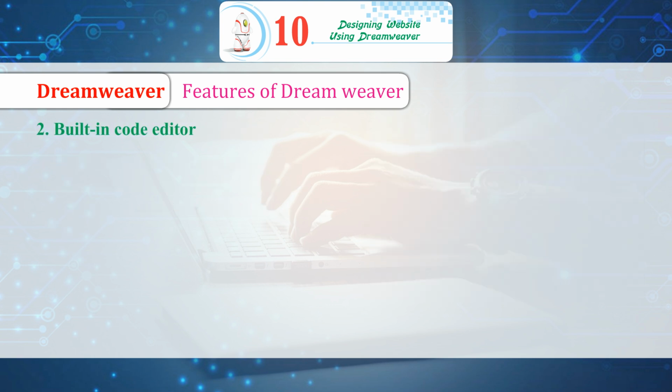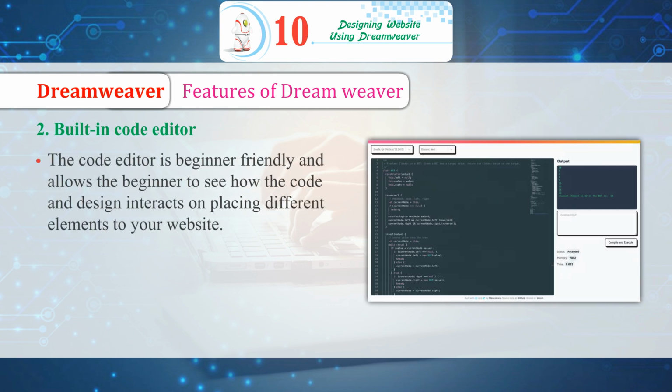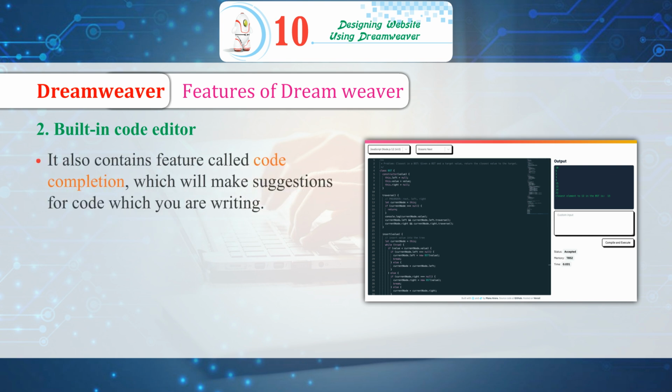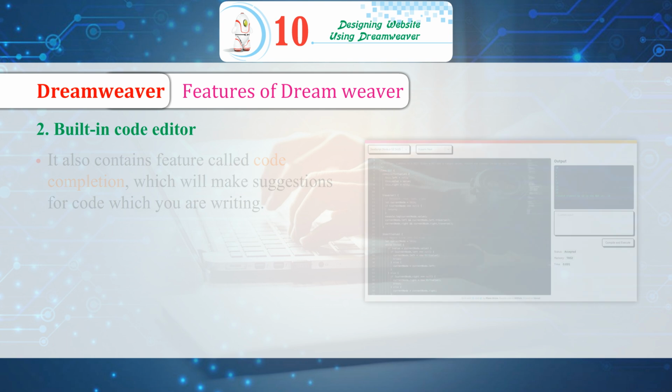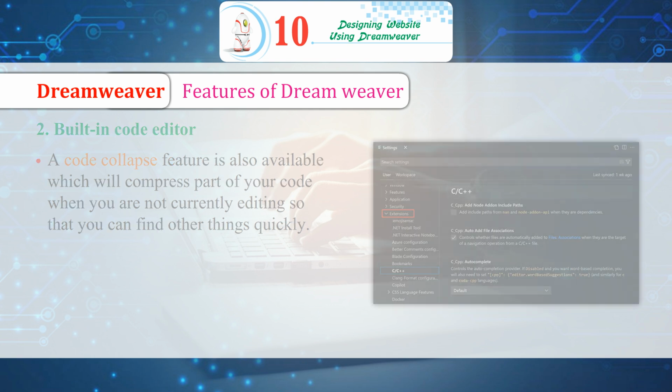2. Built-in code editor. Besides the visual editor, you can also use code editor to build your website or make changes to your website's existing design. The code editor is beginner-friendly and allows the beginner to see how the code and design interacts on placing different elements to your website. It also contains a feature called code completion, which will make suggestions for code which you are writing. A code collapse feature is also available which will compress part of your code when you are not currently editing so that you can find other things quickly.